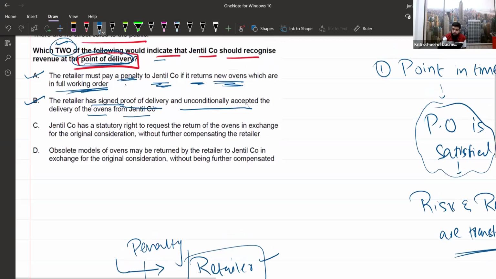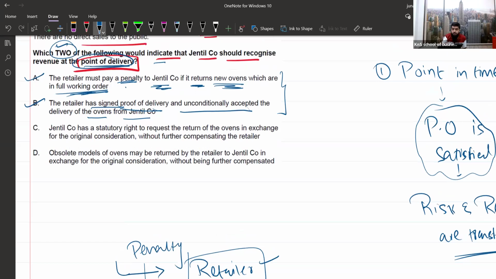Okay, although we have got the answer for this question, that A and B is the correct answer, let's try to read and see why. Read option C and let's try to identify why option C is not the correct answer. Gentle company has a statutory right to request. Statutory means it's a legal right. It means the manufacturer has the legal right to request the return of the oven in exchange for the original consideration.